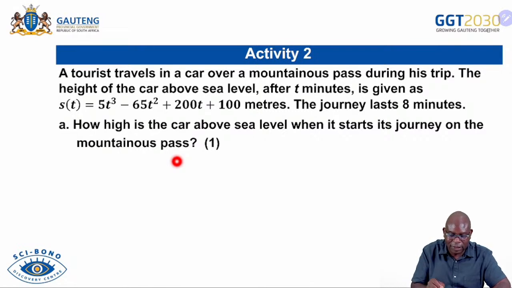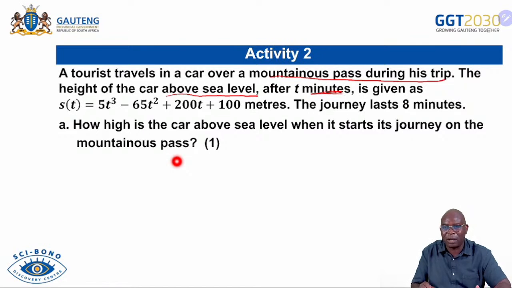A tourist travels in a car over a mountainous pass during this trip. The height above the sea level after t minutes. Now we're talking minutes now. Remember, t is time, so it can be minutes, it can be seconds, it can be hours. The journey, the S is given there. The journey lasts 8 minutes. Now they say, how high is the car above the sea level? So remember, now I'm talking how high, distance, how high.